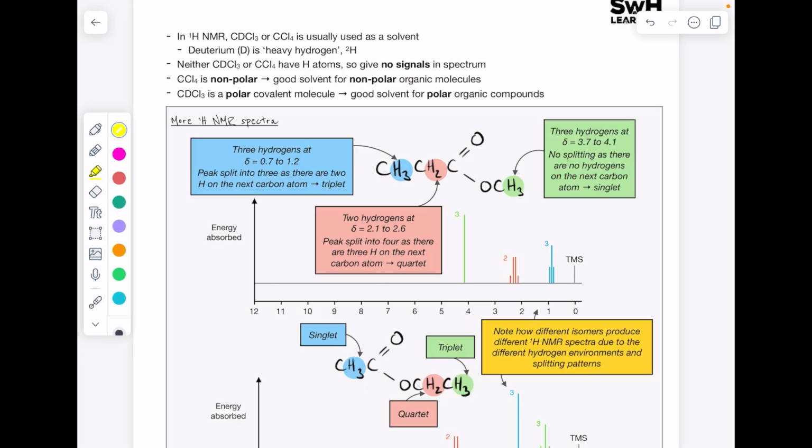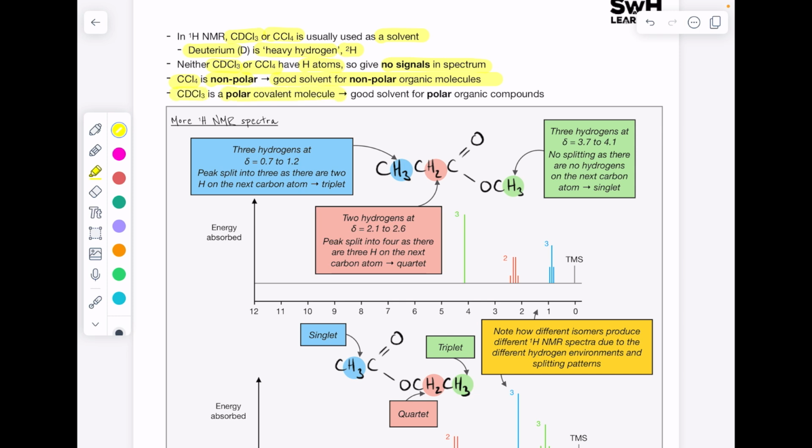Now, in proton NMR, CDCl3 or CCl4 is usually used as the solvent. The D is deuterium, which is known as heavy hydrogen because it contains an extra neutron. Now, neither CDCl3 or CCl4 contain hydrogen atoms, and therefore they give no signals in the spectrum. That's important. We don't want them disturbing the proton NMR. Now, CCl4 is nonpolar, so it's a good solvent for nonpolar organic molecules.